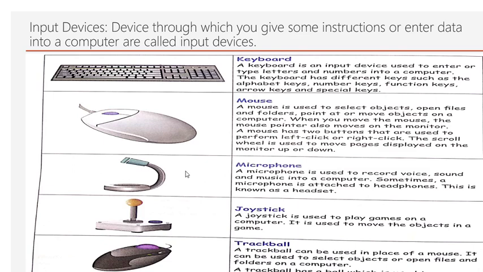So where is a microphone used? A microphone is used for singing, for recording, and in speech.